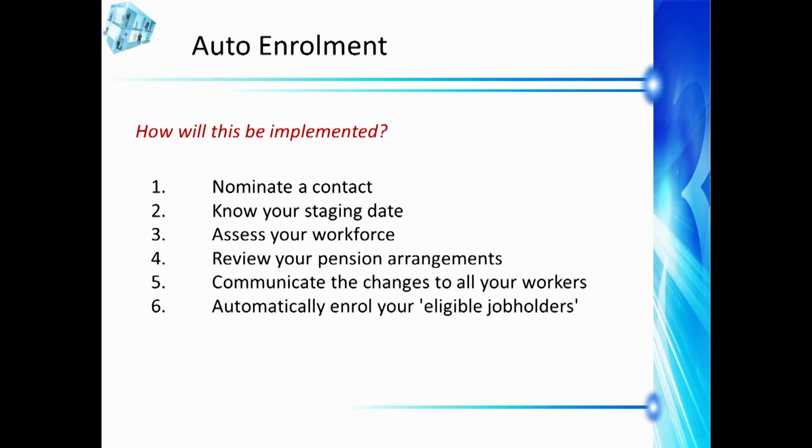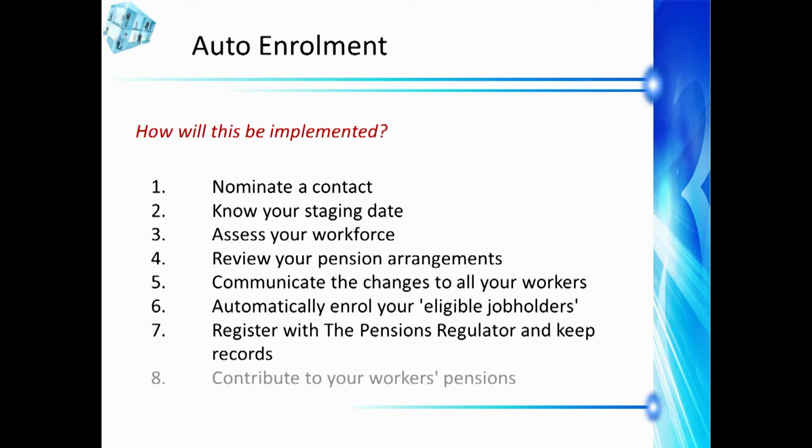At and around your staging date, you need to automatically enrol eligible job holders into workplace pensions. And within 5 months of your staging date, you need to register with the pensions regulator to tell them that you have done so. And of course, both you and your workers need to contribute into those pensions. So let's look at each of these one by one.